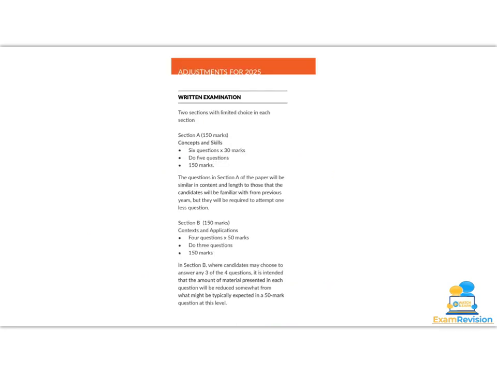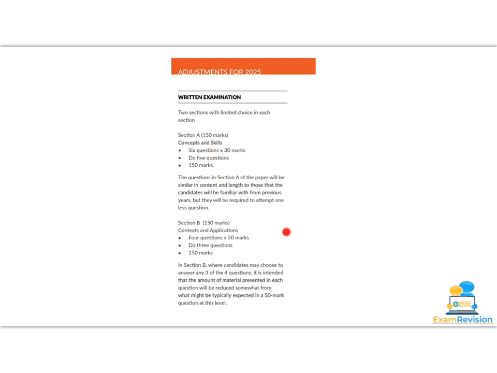So just a quick note on the adjustments for 2025, as I'm sure you're all well aware at this stage. Based on the current adjustments for 2025, you will be doing 5 questions out of the available 6 questions, and they will be 30 marks each. So 5 by 30 will give you your 150 marks for Section A.